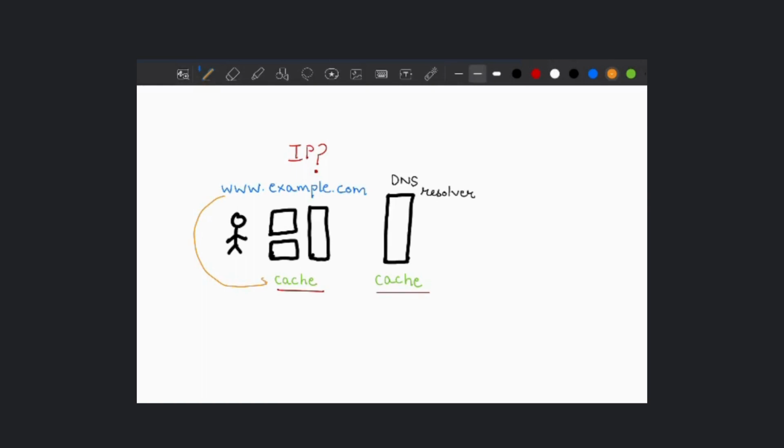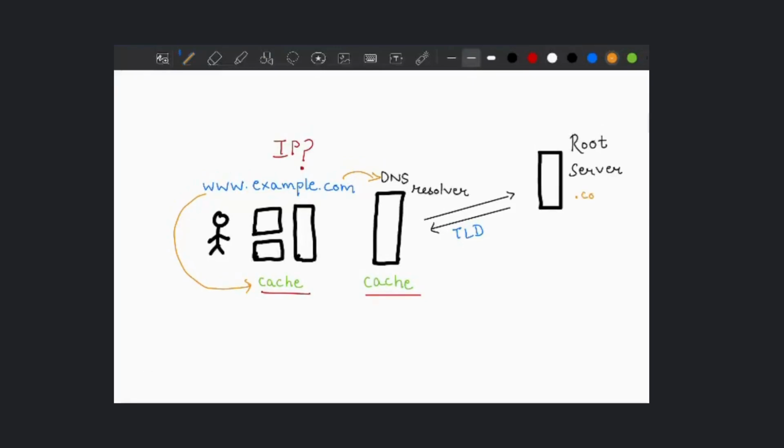First of all, the computer has its own cache memory, and so does the DNS resolver. If the website IP address is not present in the cache memory of the computer or the DNS resolver, then the request is sent to the root server, which is the top level server in the DNS hierarchy. The generic server, also known as the recursive server or caching server, is responsible for caching DNS query results.